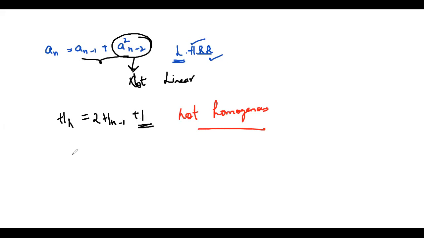Similarly, if we have another example, bn is equal to n into bn minus 1. In this case, we don't have a constant coefficient. Every time our coefficient should be constant and a real number. But in this case, our coefficient is not constant. It is expressed in terms of n. So this recurrence relation does not have a constant coefficient.